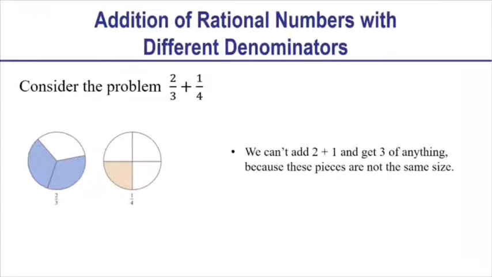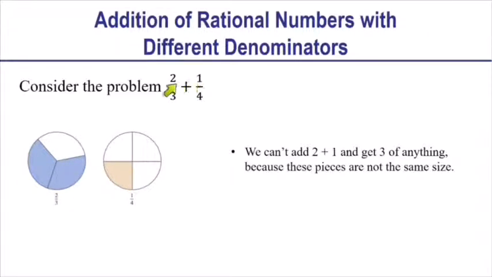Now, we can't add 2 pieces plus 1 piece and get 3 of anything because the pieces are not the same size. I'm sure that you see the problem here. In the previous examples, it always took the same number of pieces to make a whole, so we could just add the pieces and say we have this many pieces and it still takes 5 to make a whole in our examples that we did. But here, if I add these pieces, they're not the same size.